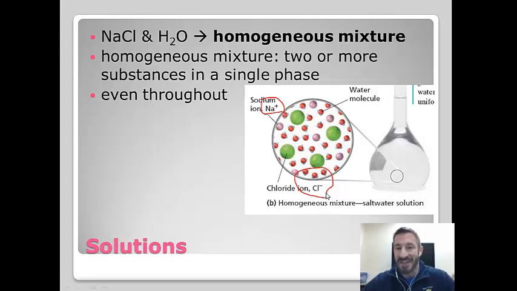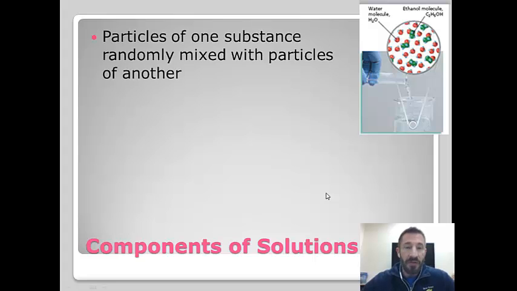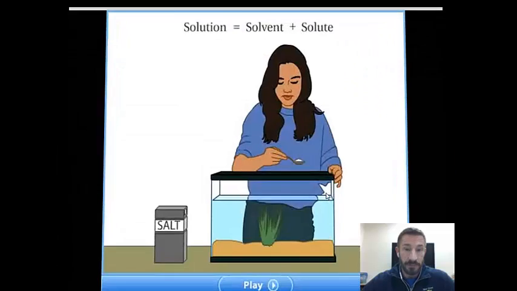So if you were to take a sample of a homogeneous mixture from any part, it'd be the same anywhere. So a couple of things about homogeneous mixtures: the particles of one substance are randomly mixed with particles of another. The solvent is the dissolving medium, the thing that's in a larger amount. Of course, the solute is the thing being dissolved. And when one thing dissolves in another, we say it's soluble, or another word is miscible.